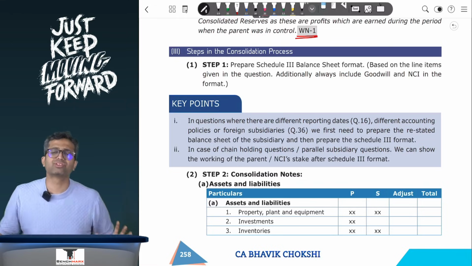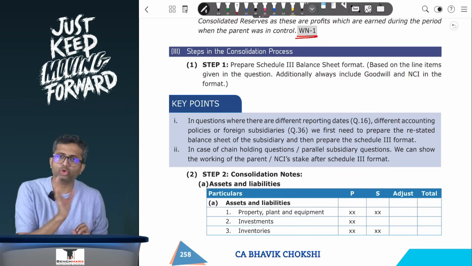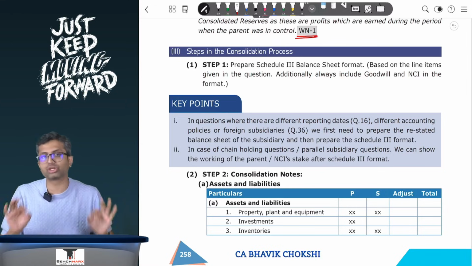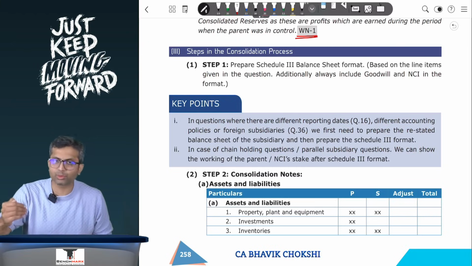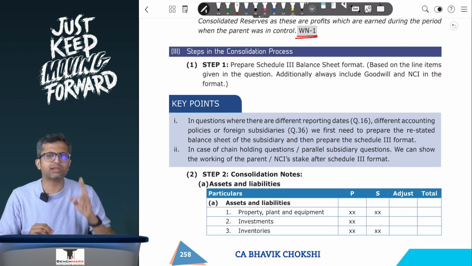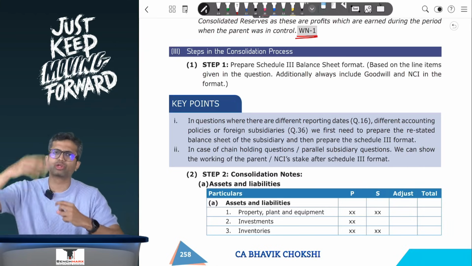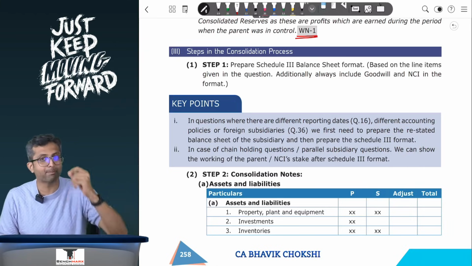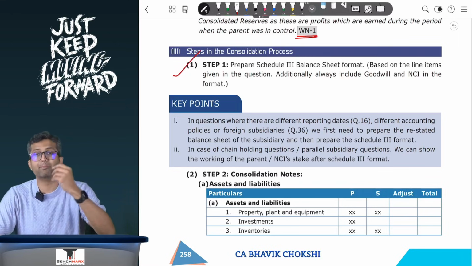So over here, what are the steps that we follow? The first step is you prepare the Schedule 3 balance sheet. You look at the question, prepare an empty Schedule 3 balance sheet, based on the balance sheet given in the question. Apart from that, there will be two new items that you will put in this balance sheet. One is the goodwill and second is the non-controlling interest, which may not be there in your balance sheet given in the question. So your step number one will just involve preparing a blank Schedule 3 balance sheet.